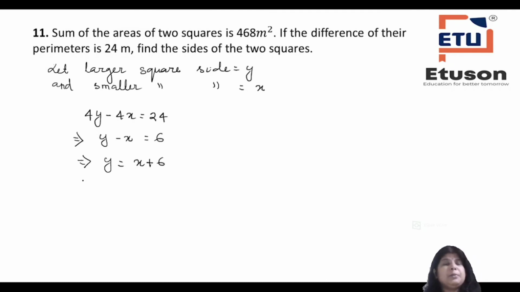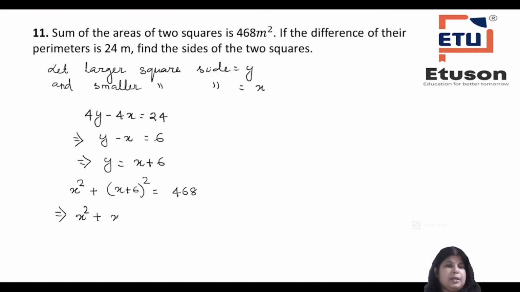Correct? Now sum of the areas of the two squares is 468. So now you have y in terms of x, that is x plus 6. Now the area of the square is side into side. That means the area of the larger square will be y square and area of the smaller square will be x square. Now I can put y is equal to x plus 6. So area of the smaller square is x square, area of the larger square is x plus 6 whole square, is equal to 468.